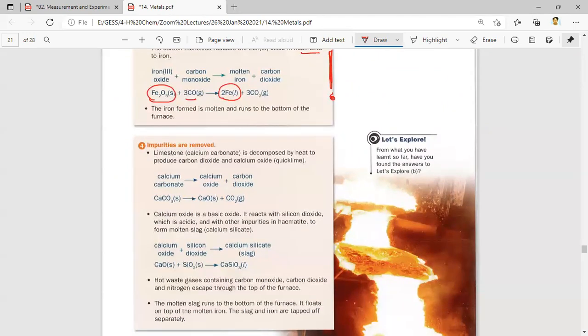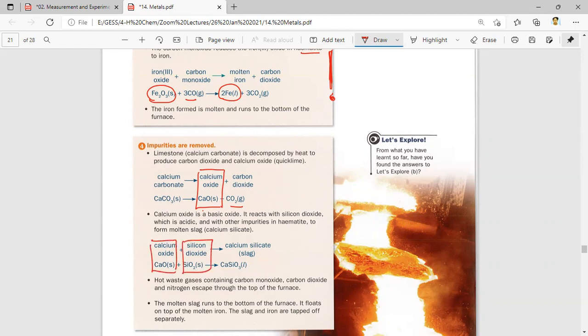First step, when I throw limestone in, it's going to give me this main ingredient, which is called calcium oxide. Because of the heat, the calcium carbonate will decompose to give me calcium oxide and carbon dioxide. This calcium oxide is what I want to remove my silicon dioxide. So you can see here, these are the 2 main things that will react.